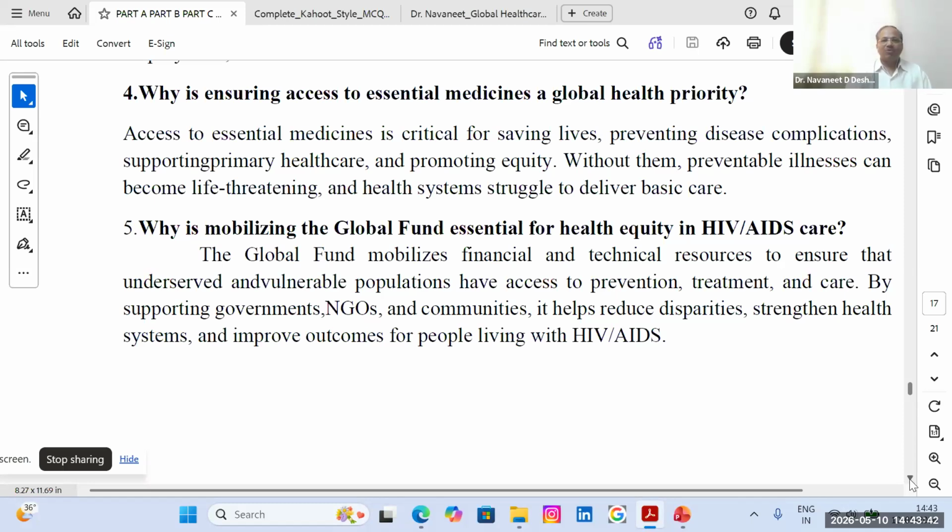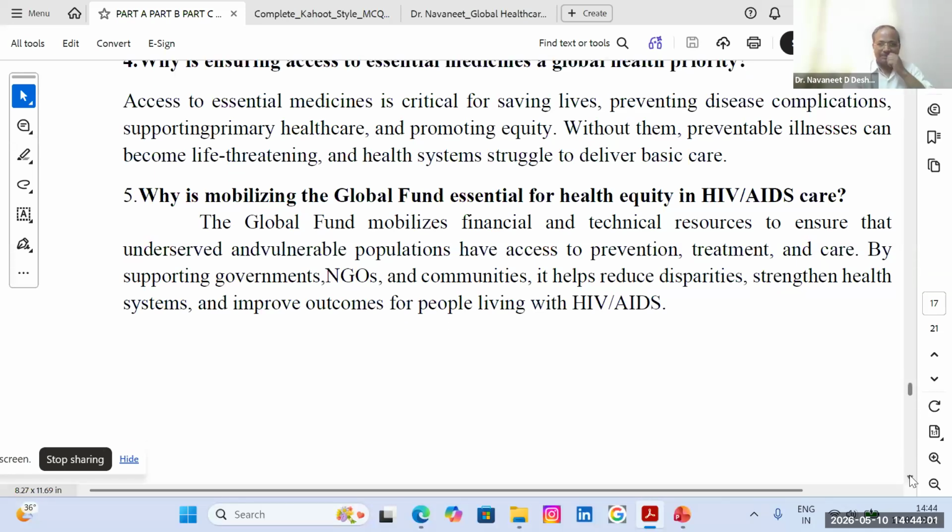Why is mobilizing a global fund essential for health equity in HIV and AIDS? The Global Fund mobilizes financial and technical resources to ensure that underserved and vulnerable populations have access to prevention, treatment, and care. By supporting governments, NGOs, and communities, it helps reduce disparities, strengthen health systems, and improve outcomes in people with HIV and AIDS.